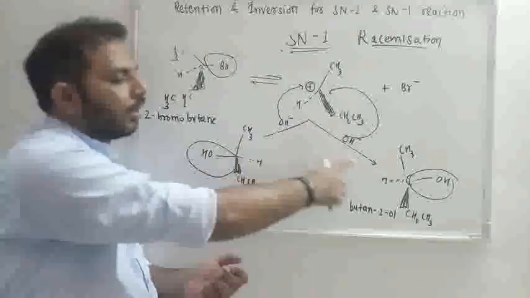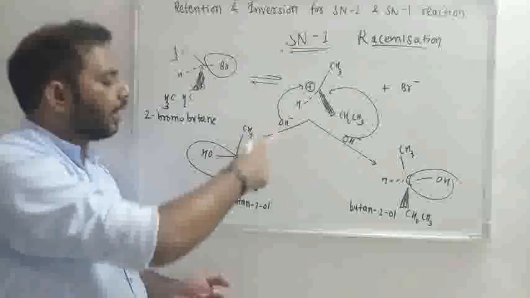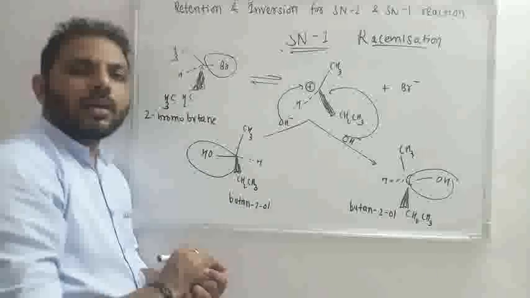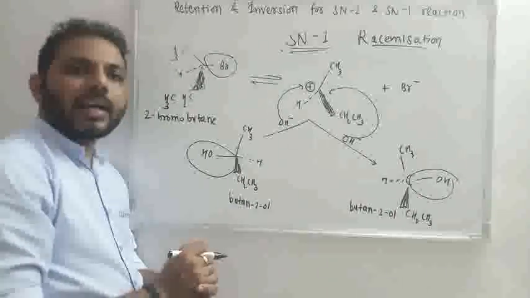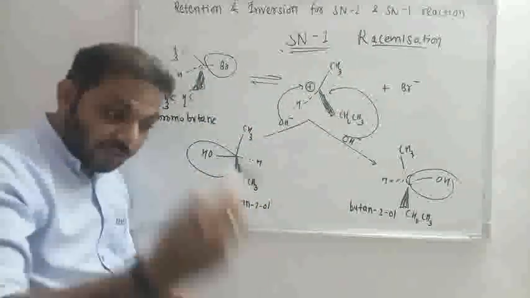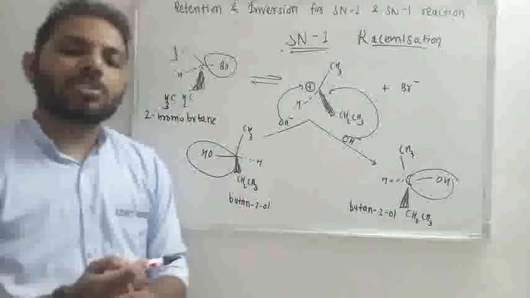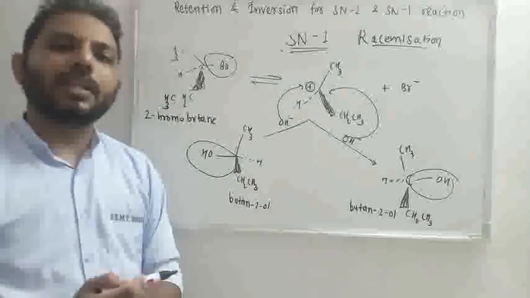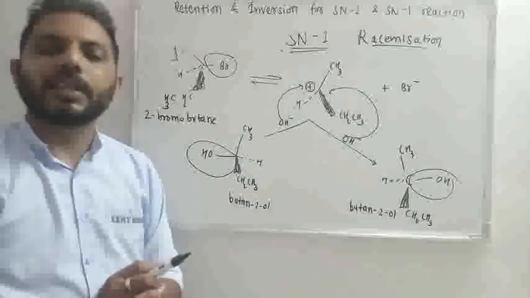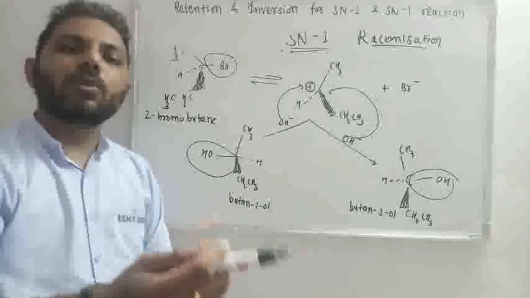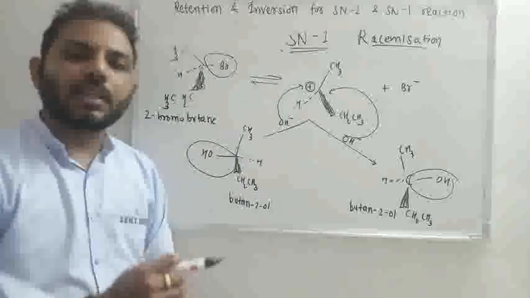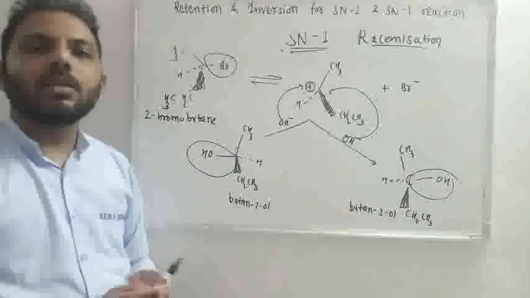In one possibility, retention is taking place. In another, inversion is taking place. So we are getting a mixture of retention and inversion products. As we have discussed, a mixture of retention and inversion product is known as racemization. And as we know, the racemic mixture has no optical activity because it is a mixture of 50% levorotatory and 50% dextrorotatory. We are getting equal amounts of dextro and levorotatory, so there will be no optical activity. The optical activity of this compound would be 0.